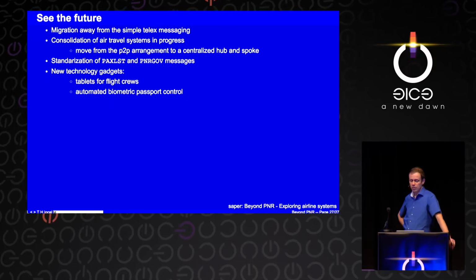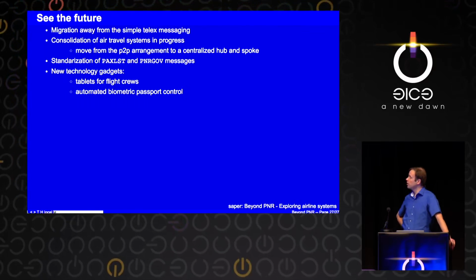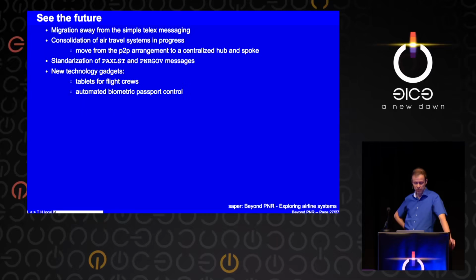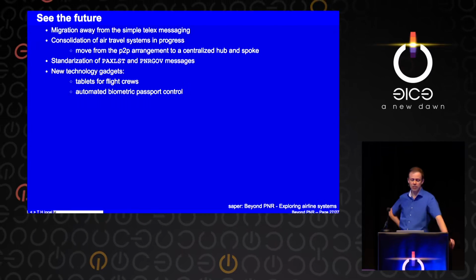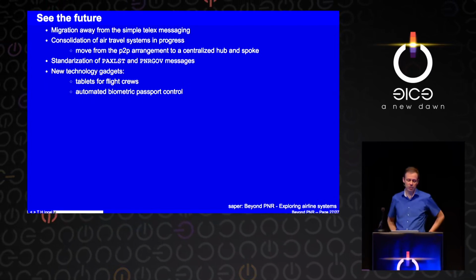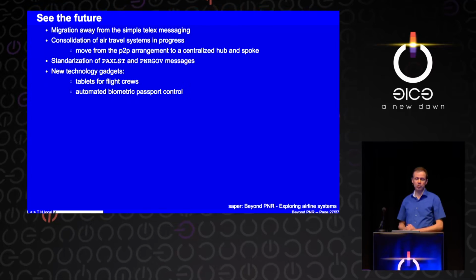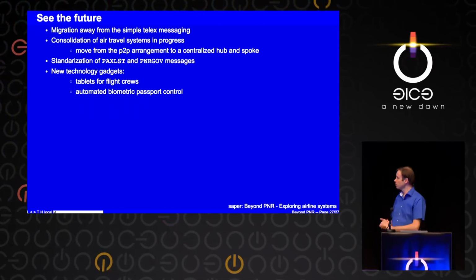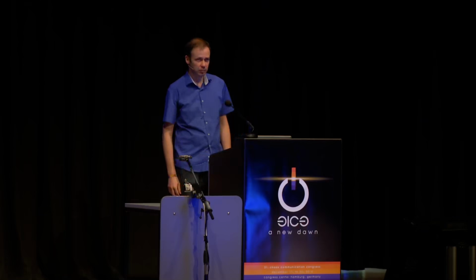There is standardization of those government messages going on, and we can watch it online because all drafts and specifications are public. And we're getting there with new technology gadgets. So recently, things like tablets for flight crews and automated biometric passport control are currently deployed, and this is all tightly connected to airline systems. So there will be much more fun and much more exploration to be done in the future. Whether things are going in a good direction, I leave it up to you to decide. So thank you for your patience. That's everything for now.